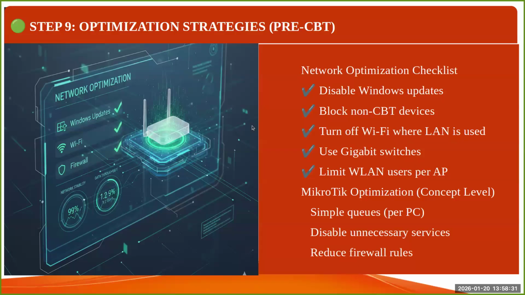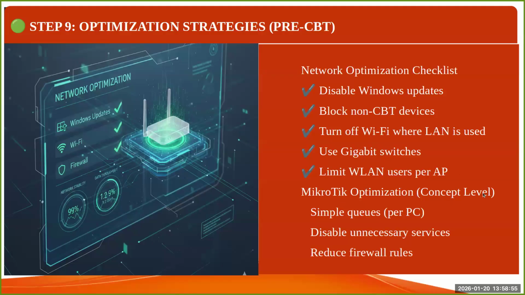Now, optimization strategy, that is what you have to check before the days of exam. Network optimization checklist. Number one, disable window updates. I've said that before. Block non-CBT devices. Turn off Wi-Fi where LAN is in use. Use gigabit switches. Limit WLAN users per AP.